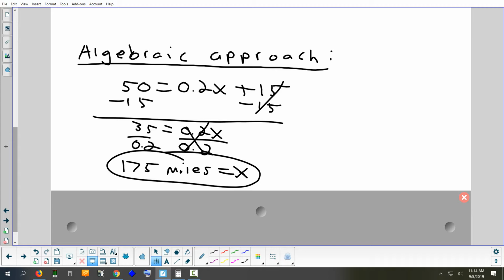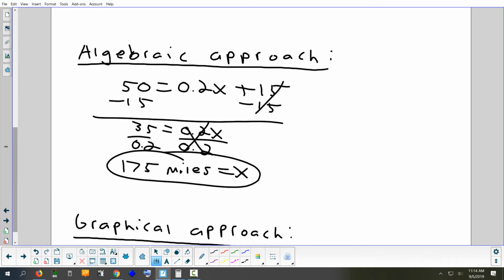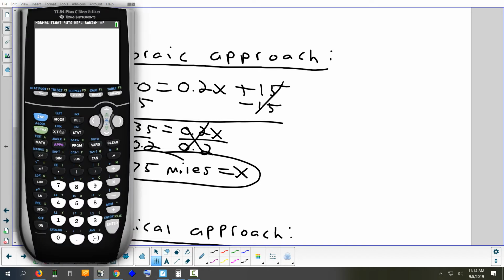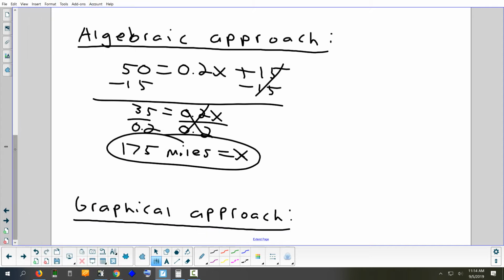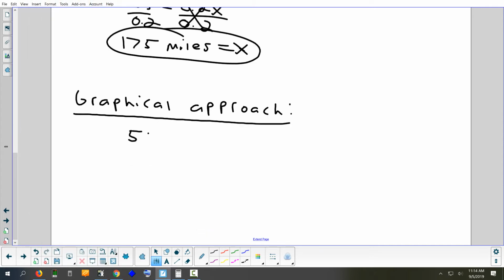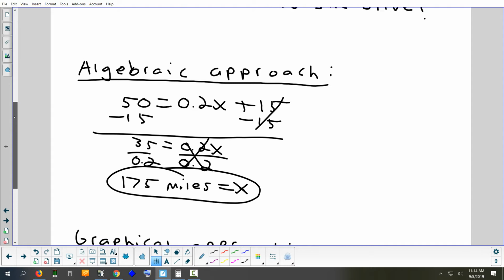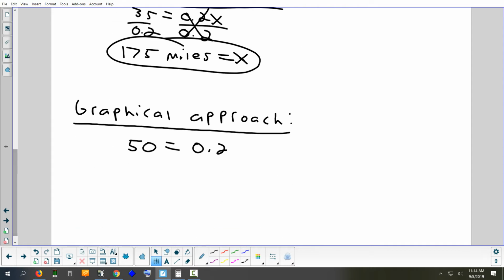So that's how you can solve it using algebra. Let's take a look at how we can do it on the calculator. First thing we'll do is turn the calculator on and go to y equals. If you have anything in there, you can just clear it. And I'm just going to copy down what we had up above: 50 equals 0.2x plus 15.